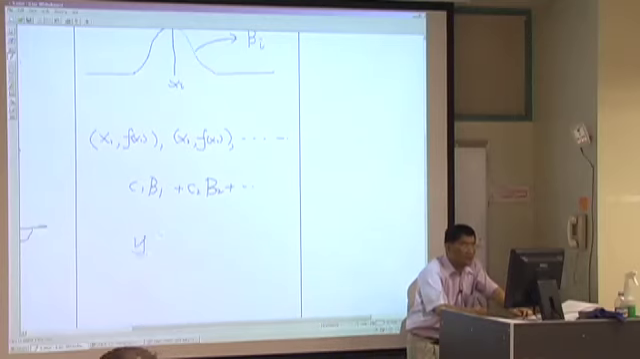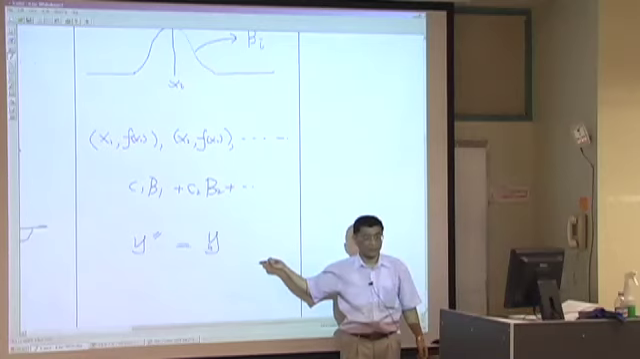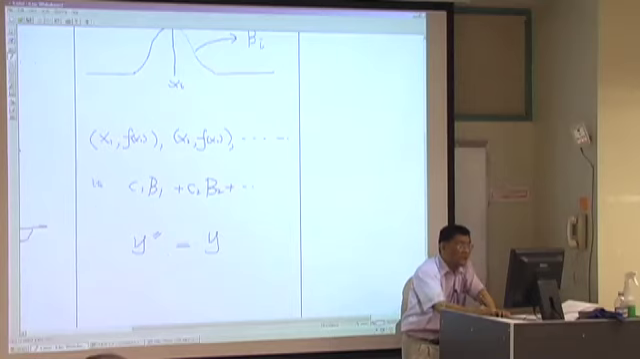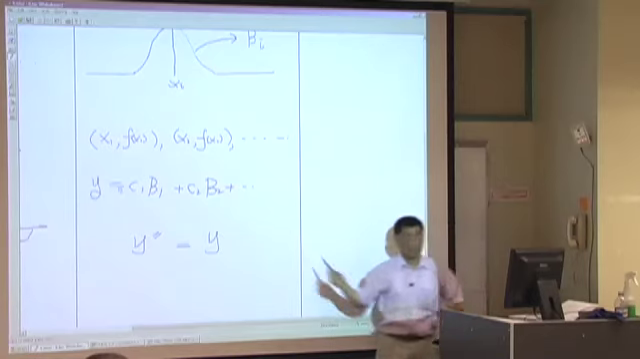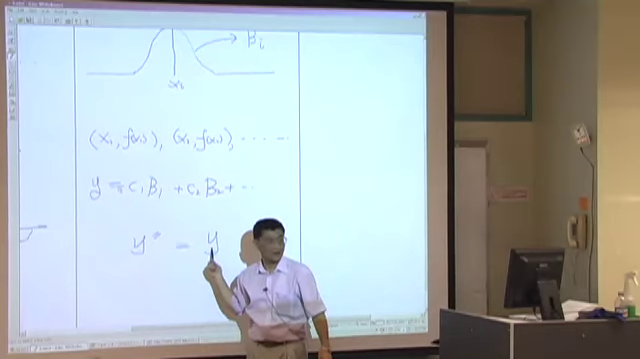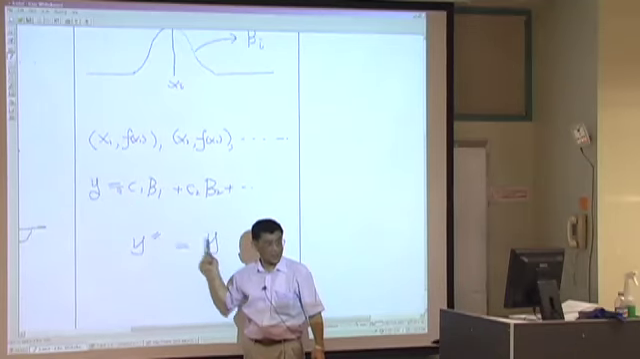Assume that you have a differential equation to solve. Then you assume that the solution is this one, and then you plug this in here.